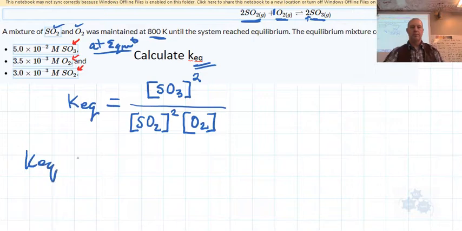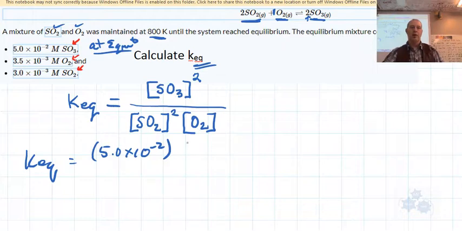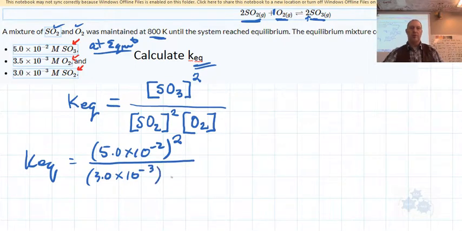So the Keq then is going to be equal to, where's SO3? Right here. Okay. So that is 5.0 times 10 to the negative 2. You can write that in decimal form if you want. Squared, divided by concentration of SO2, which is 3.0 times 10 to the negative 3 molar. And that's going to be squared. And then times concentration of O2. And that's just going to be to the power of 1.